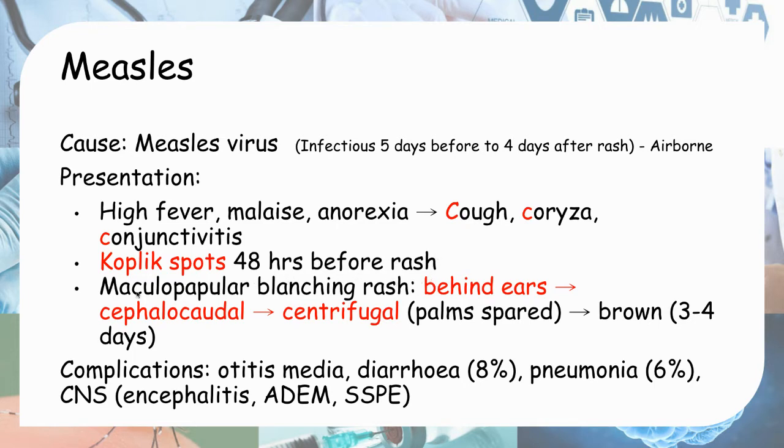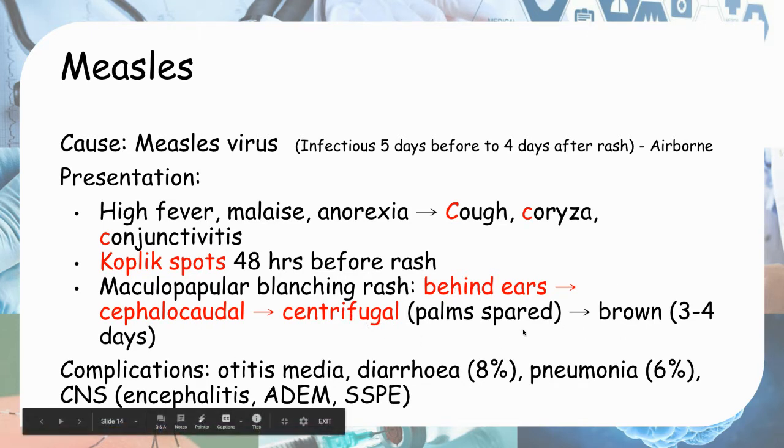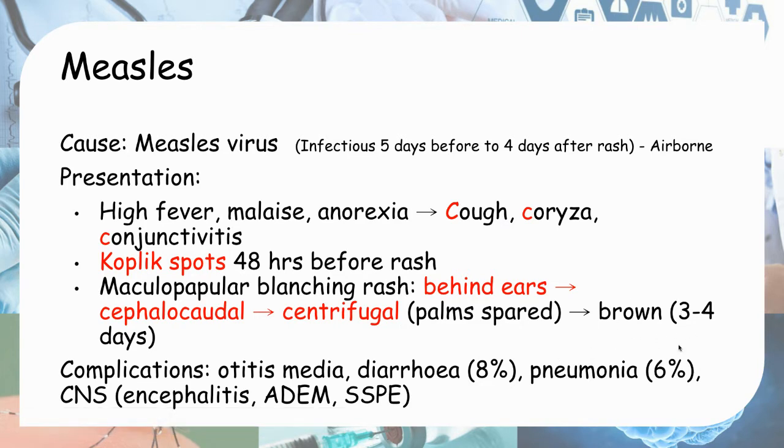And the rash is a maculopapular blanching rash. It starts from behind the ears. It spreads cephalocaudally, which is from head towards the trunk, then centrifugally from the trunk towards the limbs. However, it spares the palms. After 3 to 4 days, this rash fades away into a darker brown color.